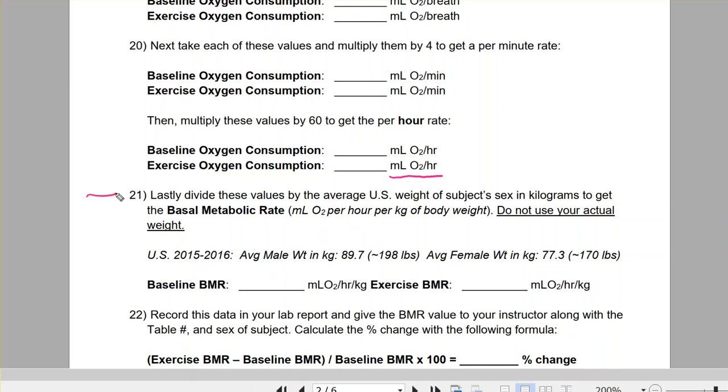In number 21, it says, lastly, divide these values by the average US weight. You're going to use these weights; you don't have to use your own. So you're going to take this milliliters of O2 per hour, take these two values, and divide by one of these weights in kilograms, and then you're going to come up with these values right here.